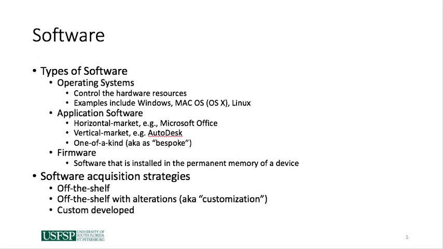Just as there are different types of software, there are different strategies an organization can adopt when it comes to acquiring software. One option is to buy an off-the-shelf software package and use it without any modifications. This is typically how Microsoft Office is used. Or they can buy an off-the-shelf piece of software and then customize it before using it.